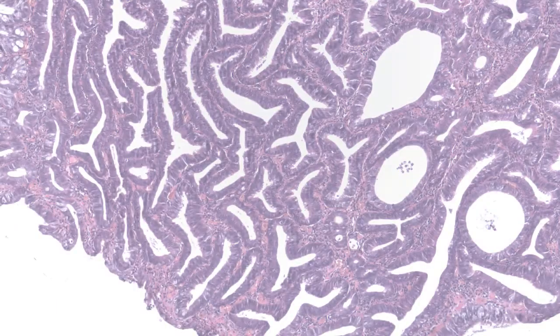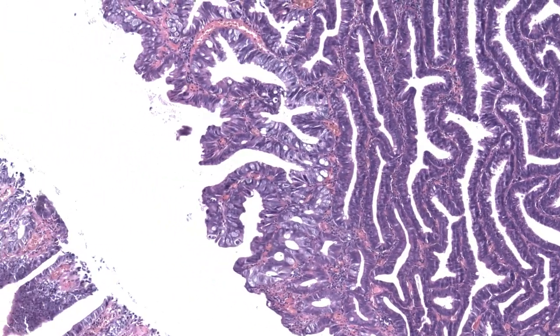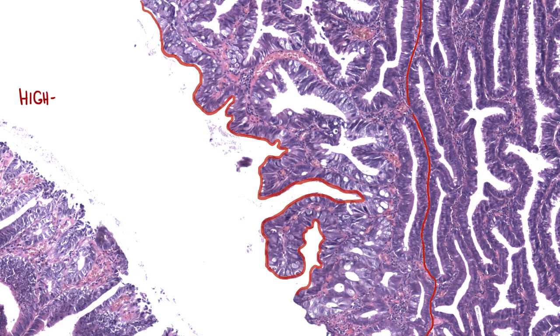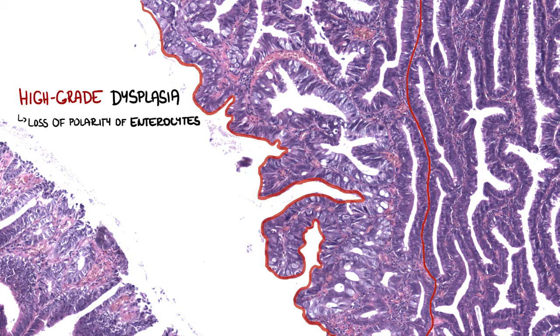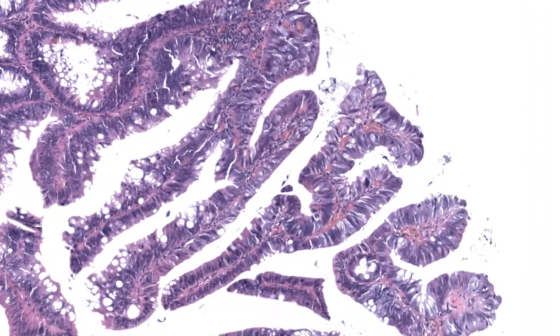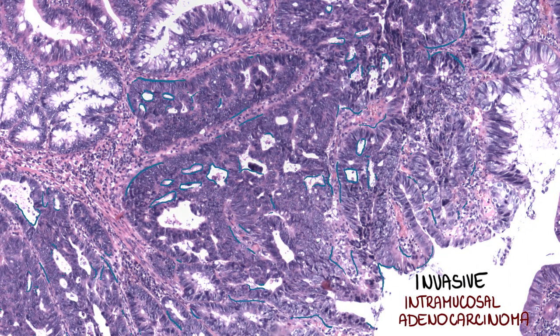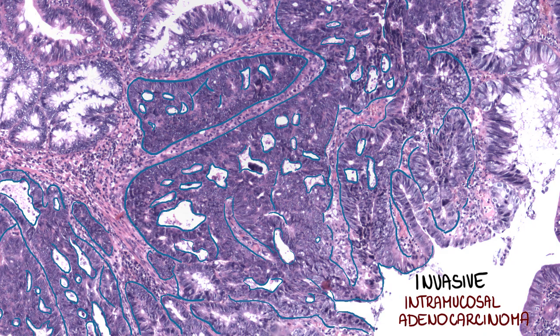In the picture, there is a fragment of tubulovillous adenoma. In this region, the tumor shows high-grade dysplasia with loss of polarity of enterocytes and markedly atypical nuclei. Other parts of the tumor display a progression into invasive intramucosal adenocarcinoma with a cribriform pattern of growth.